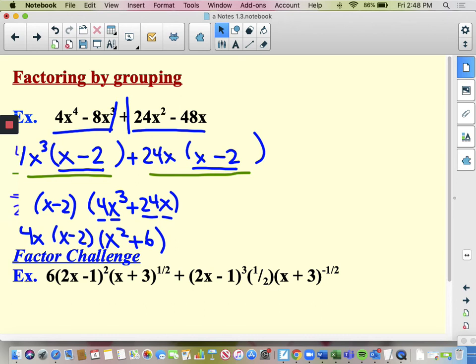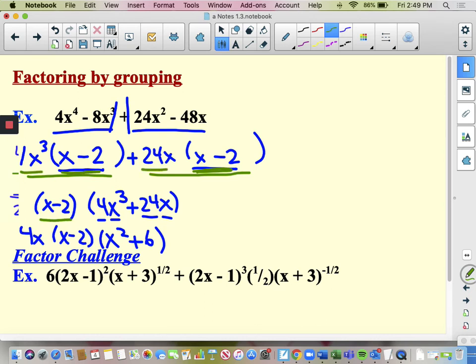And that's grouping. So basically chunk the first two, chunk the second two. The common binomial that you're left with is here, and the stuff you pulled out front is here, right? You might see a little theme.